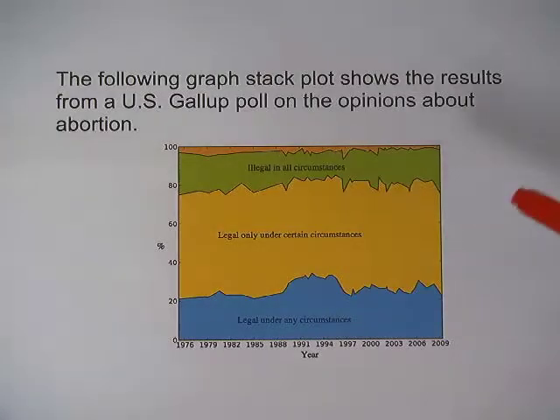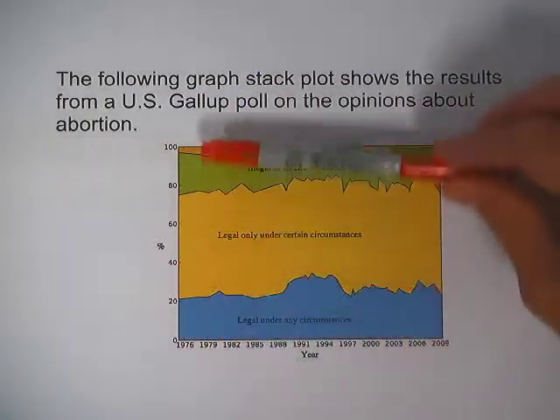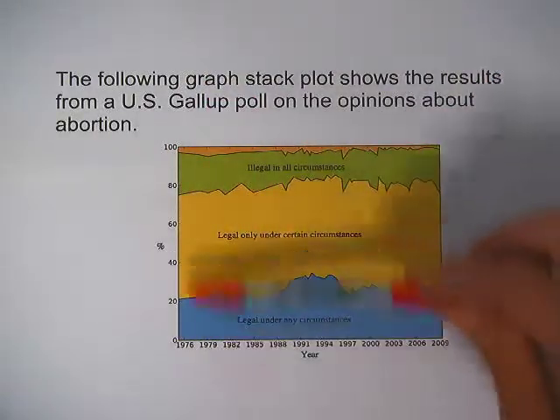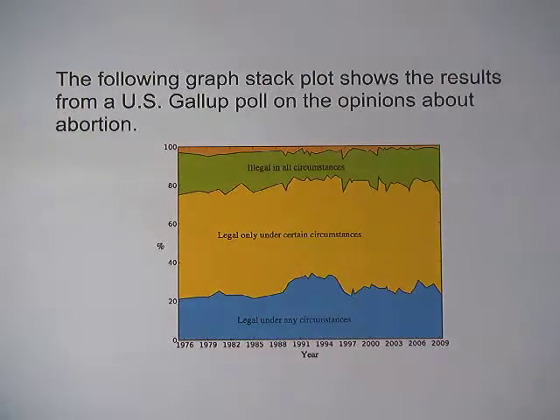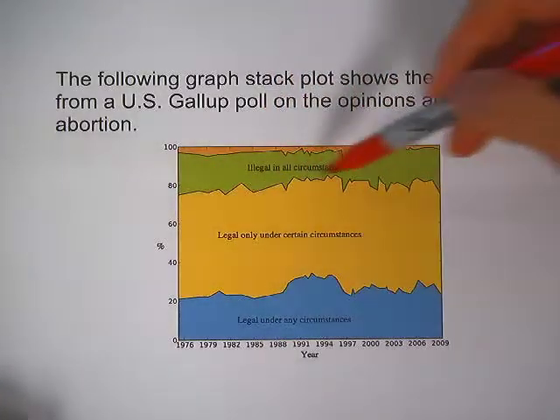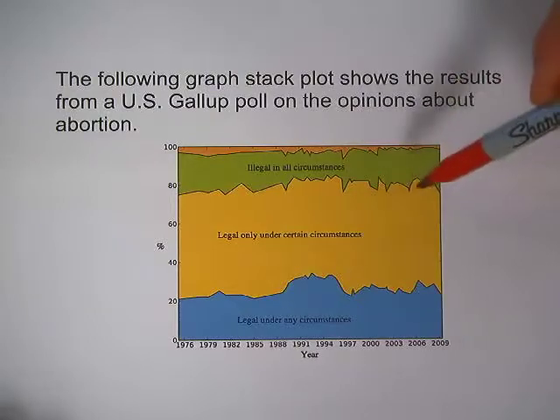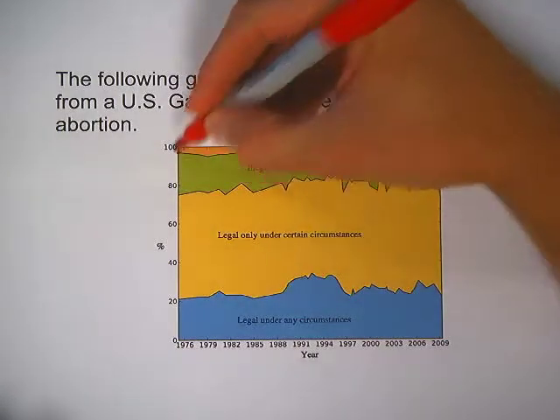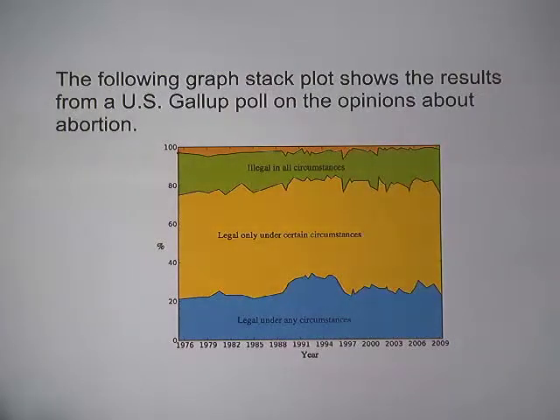All right, so a couple things to take a look at. Notice that it goes up to 100% for all of the years. Okay, and that's going to be pretty common when you're dealing with percent data. But it's important that you understand what's being shown here. So let's take a look at the green category, illegal in all circumstances. If you take a look up at the top here in 76, that's at about 98%.